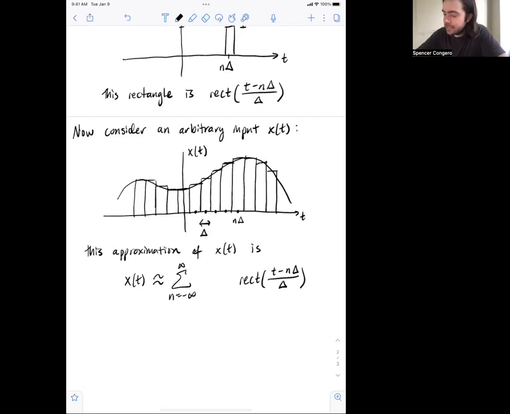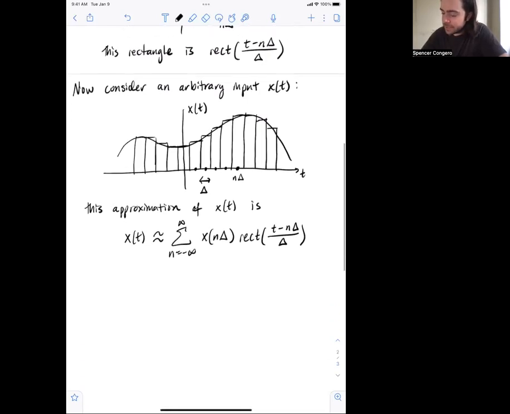But what are these heights? We're going to take the heights to be the midpoint of where those rects are centered. So x of n delta, that point right there. That's x evaluated at this point n delta, and that is how much we scale our rect function by. Now I'm going to introduce another term here. I'm going to divide and multiply by delta and shift some stuff around. So I'll have 1 over delta, then rect of t minus n delta over delta, and then x of n delta, times delta to cancel that 1 over delta.